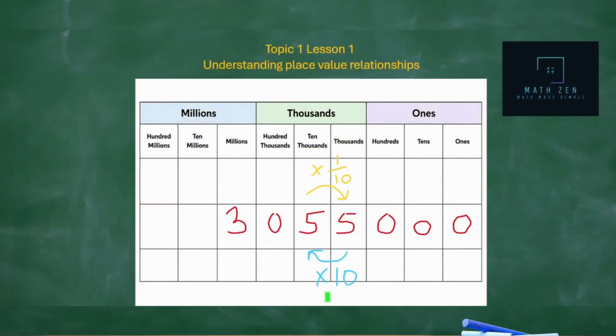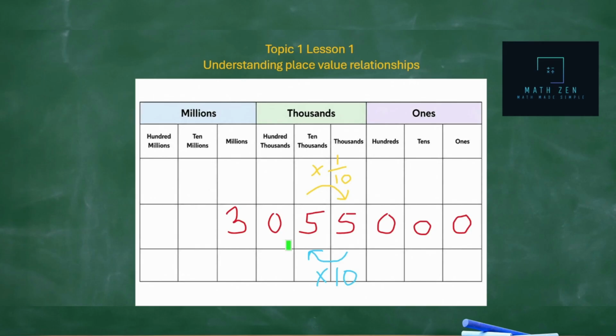Today's video is going to focus on Topic 1, Lesson 1 for 5th grade. Let's dive in to check out what it's about. All right, let's go ahead and jump into Topic 1, Lesson 1, which is about understanding place-value relationships. What that means is how can we compare hundreds to thousands, or tens to ones, or 10,000s to thousands, etc.